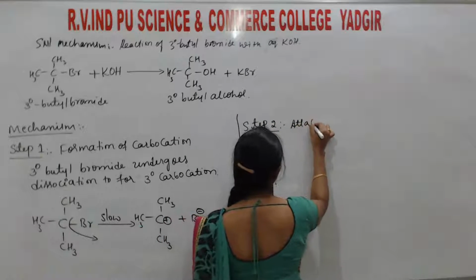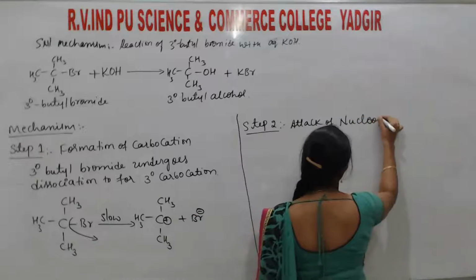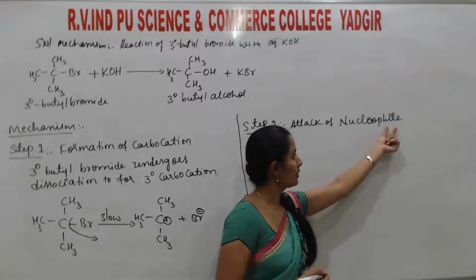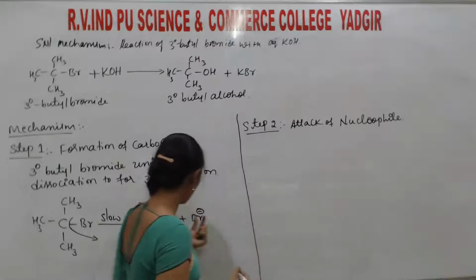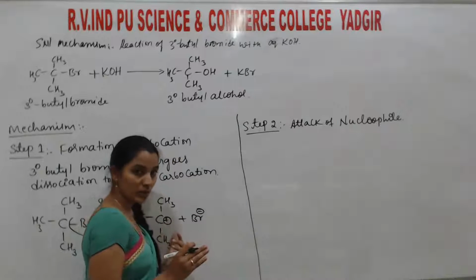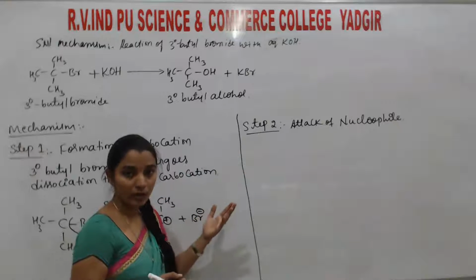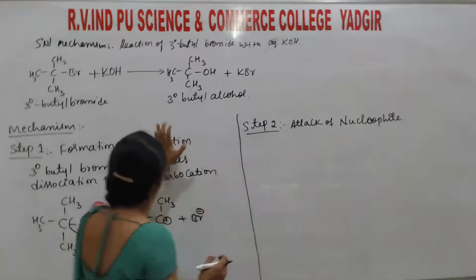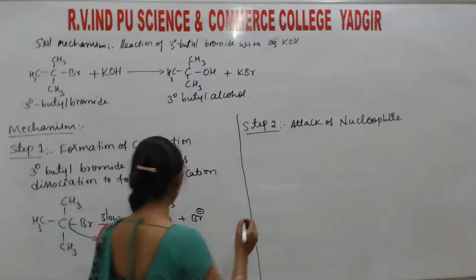attack of nucleophile. Nucleo means nucleus, philic means loving. Nucleus is, as I told you, positive in charge. So positive charge loving species are called nucleophiles. Electrophiles means electron loving, means they are positive in charge. Okay, so attack of nucleophile from KOH, which is the nucleophile here, OH. So attack of nucleophile is what?